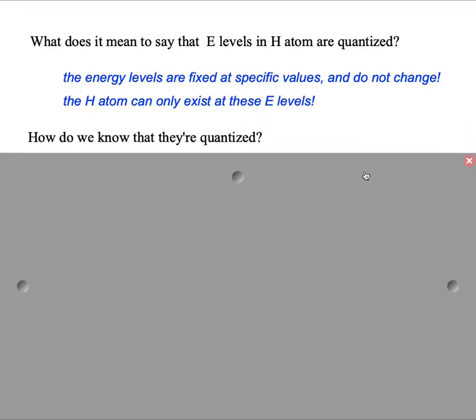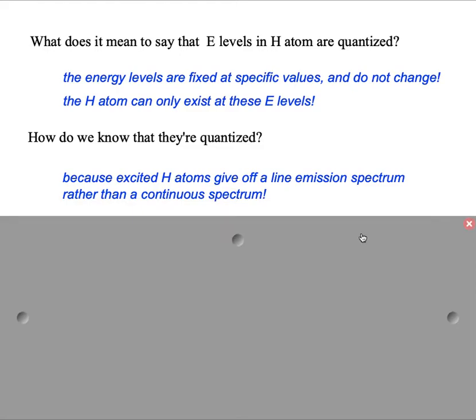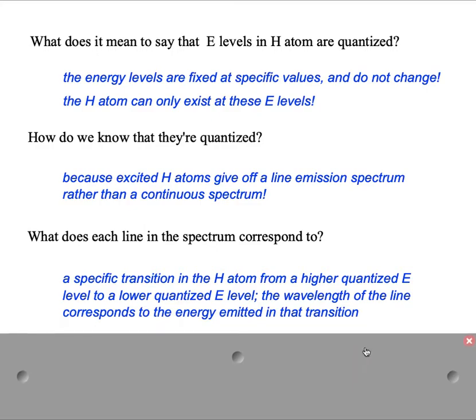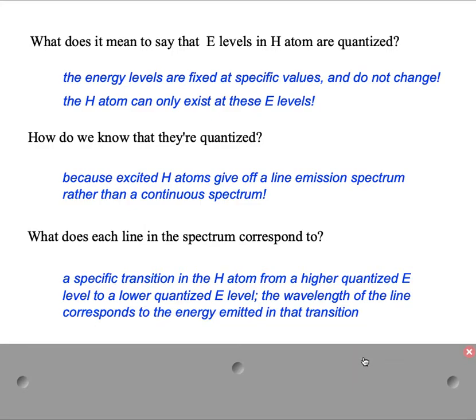How do we know they're quantized? Because hydrogen atoms, when they're in excited states, give off a line emission spectrum rather than a continuous spectrum. What does each line in the spectrum correspond to? Each line in the spectrum corresponds to a specific transition in the hydrogen atom from a higher quantized energy level to a lower quantized energy level. The wavelength of the line corresponds to the energy being given off in that transition.